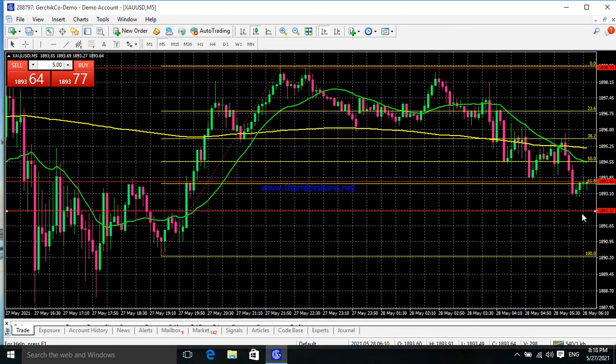They can touch these places, and between 1893 and 1892 they can go back, and finally they can touch 1898 and 1900, and 1902 is the final. After that they can make a zigzag. If they cross 1902, they can touch 1910 and 1912.